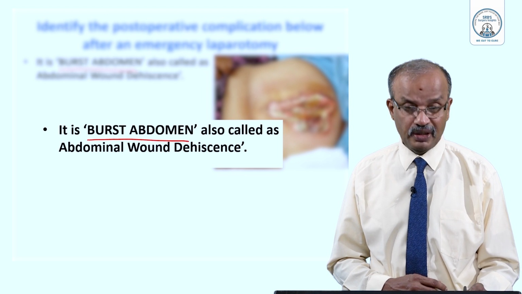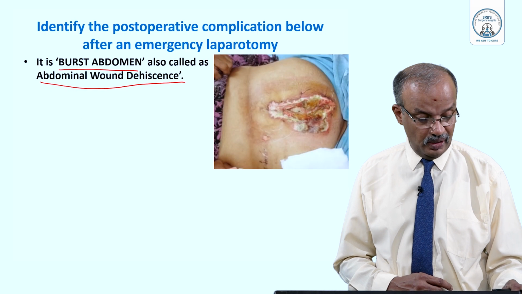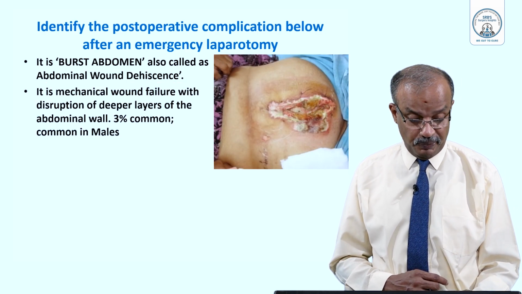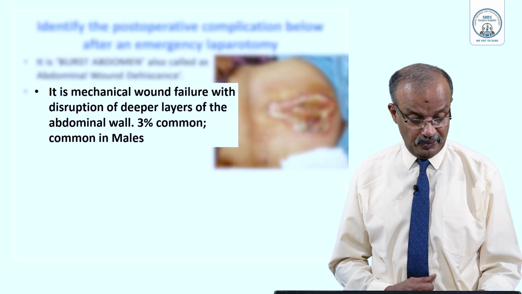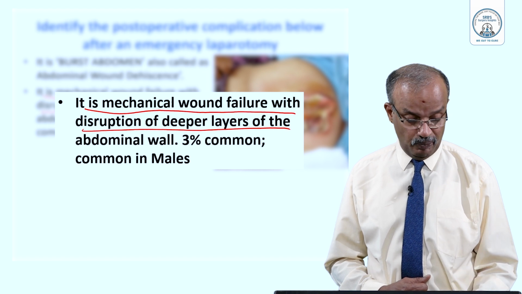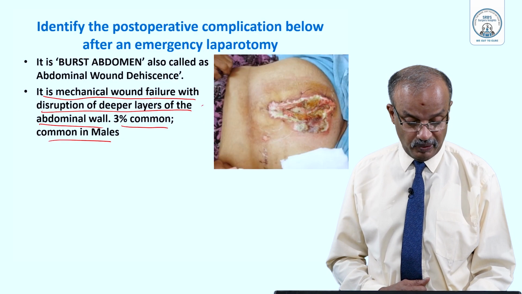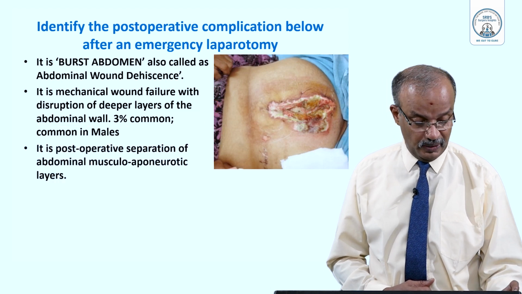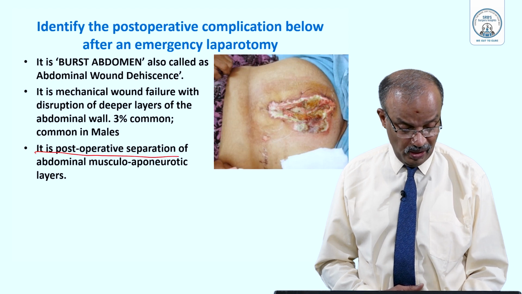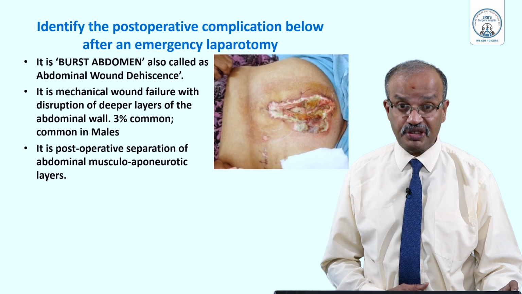The word burst abdomen is the commonly used term, but the correct term is abdominal wound dehiscence. It is mechanical wound failure with the disruption of deeper layers of the abdominal wall. This is the definition: mechanical wound failure, disruption of all layers. Remember, 3 to 5%, common in males. All layers is very important. It is postoperative separation of the abdominal musculoaponeurotic layers. That's important: not only the skin, not just the skin.